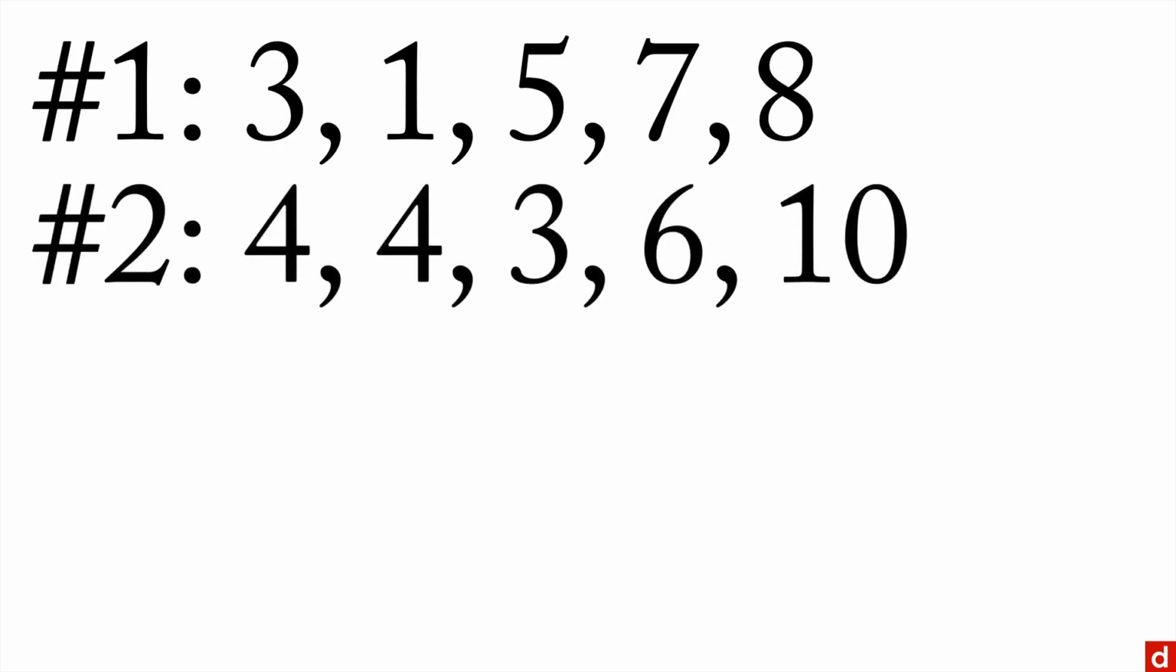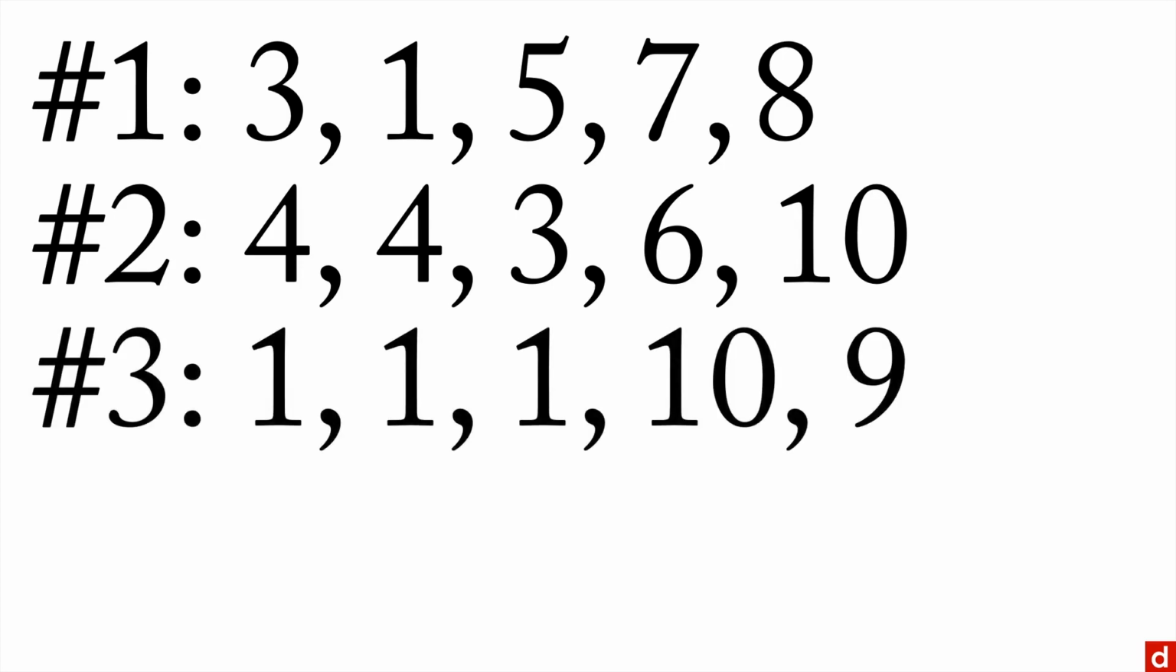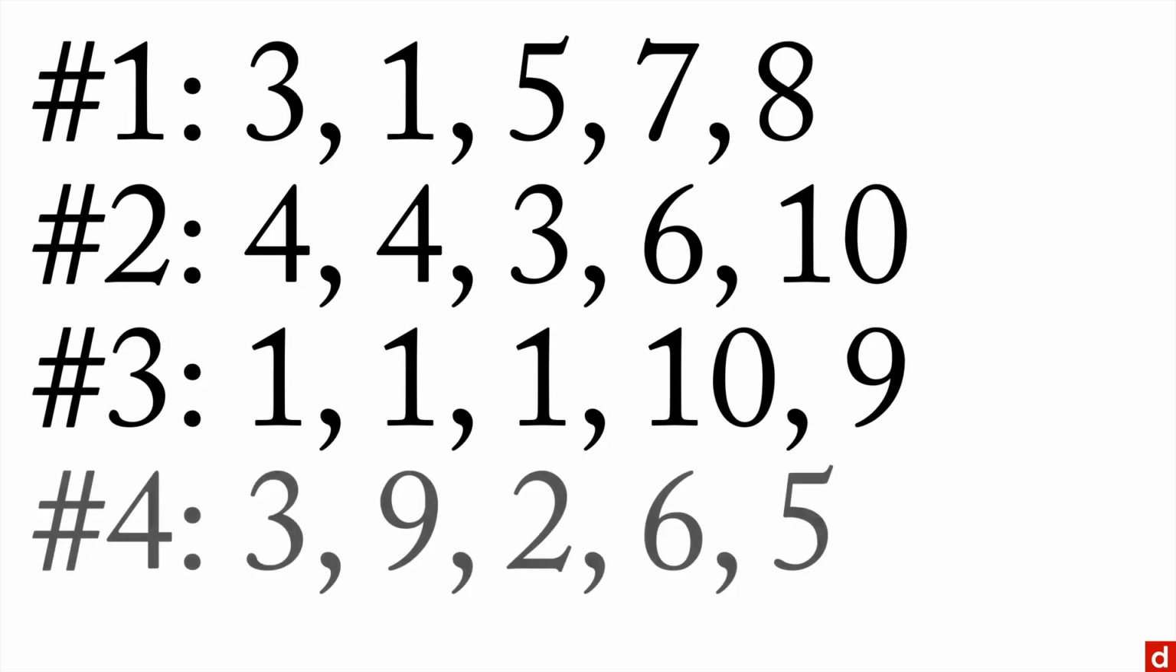I actually did this with software. I got a 3, 1, 5, and 7. Okay, fine. Interestingly, that is almost all odd numbers, almost. My second sample is 4, 4, 3, 6, and 10. So you see I got the 4 twice, and I didn't get the 1, 2, 5, 7, 8, or 9. The third sample, I got three 1s and a 10 and a 9. So we're way at the ends there. And then my fourth sample, I got a 3, 9, 2, 6, 5.